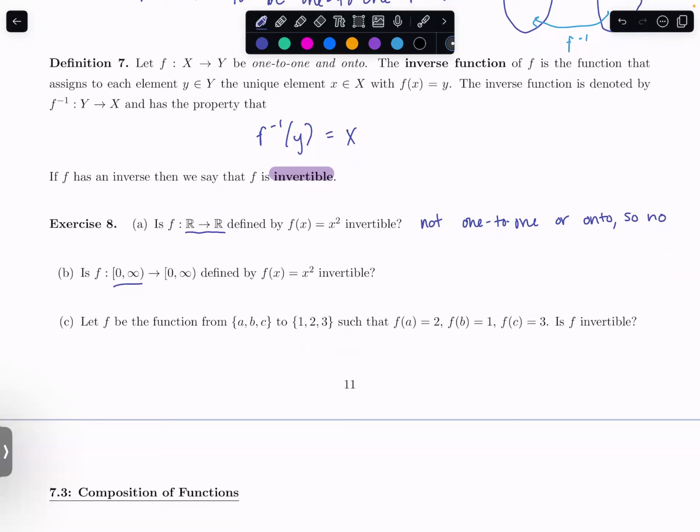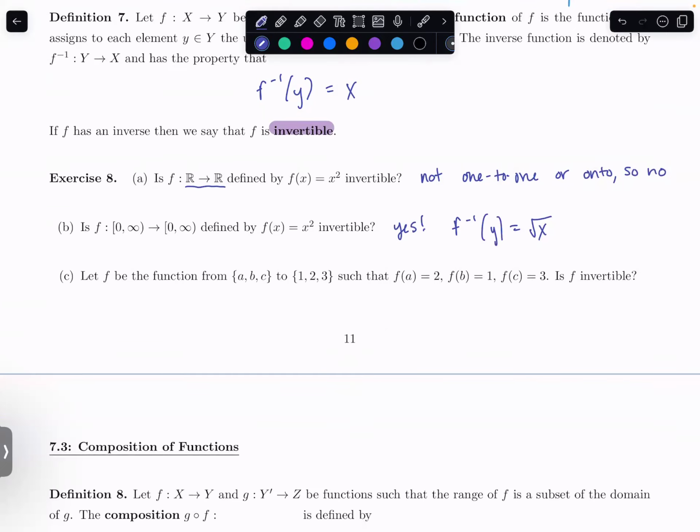However, if we restrict the domain and the codomain, it does work. Every input goes to exactly one output, and every output came from exactly one input. You get the onto-ness and the one-to-oneness. So this is a yes. We did prove this, or we talked about it earlier in the packet, so you can look back. F inverse of y, we should say, is the square root of y.